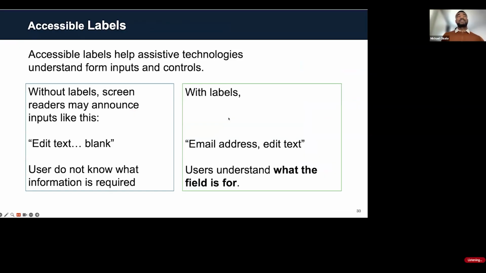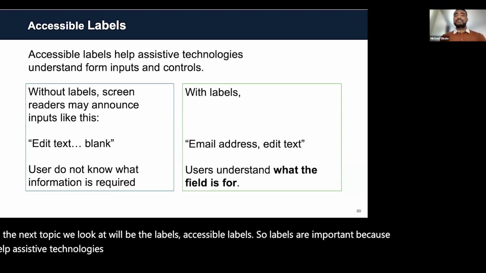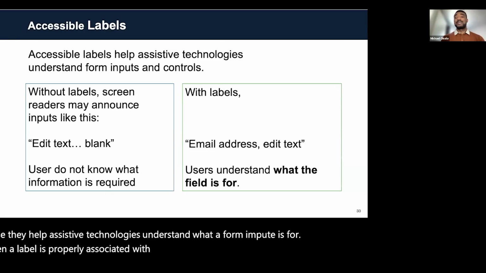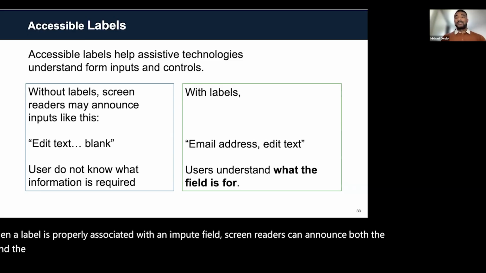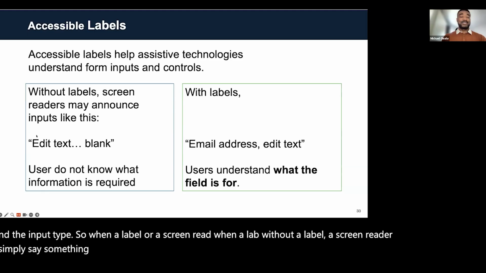So the next topic we'll look at will be accessible labels. Labels are important because they help assistive technologies understand what a form input is for. When a label is properly associated with an input field, screen readers can announce both the label and the input type. Without a label, a screen reader might simply say something like "edit text blank," as you can see here.